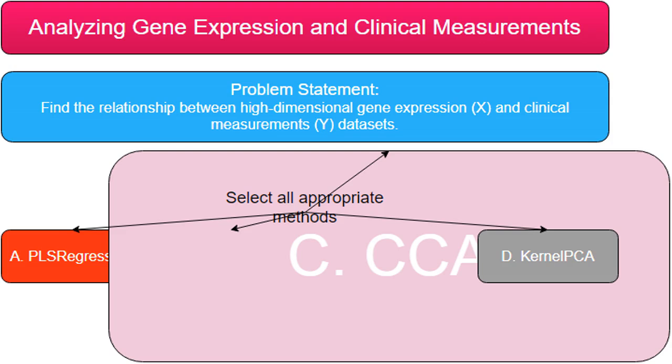Kernel PCA is for dimensionality reduction on a single dataset. I have two datasets, X and Y. So this method doesn't address my goal of finding a relationship between them. It doesn't consider the connection between X and Y, so I'll skip this one. This is not the right choice.